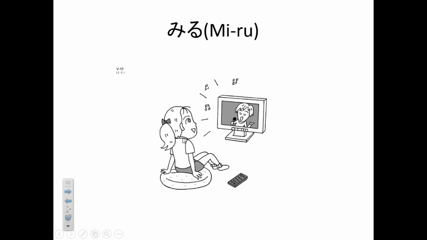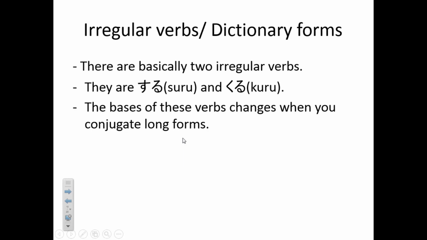And then we have irregular verbs. Irregular verbs has only 2 basically. So one of them is suru, to do, and the other one is to come, kuru. The base of these verbs changes when you conjugate long forms. So that's why it's called irregular verbs.